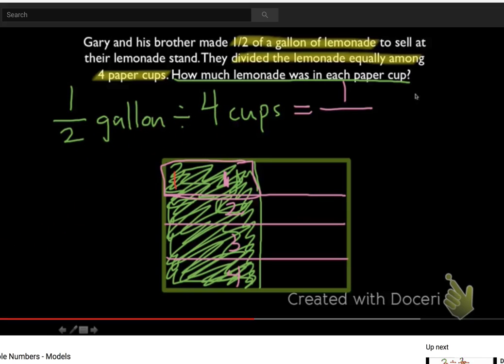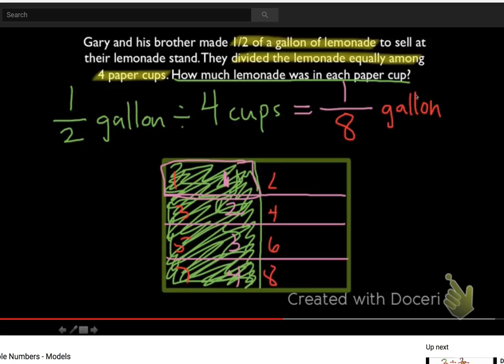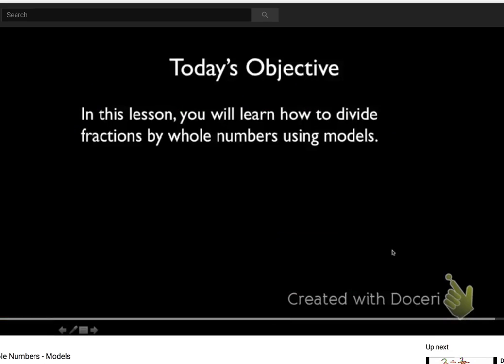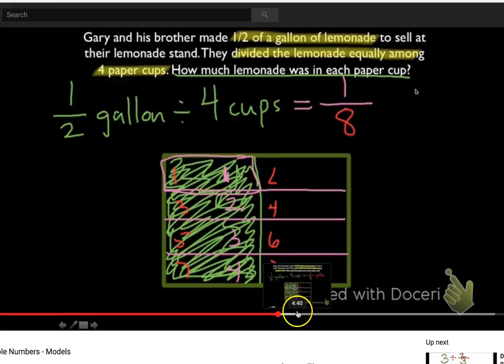Okay, so let's let him finish. We have 1, 2, 3, 4, 5, 6, 7, 8, we have 8. So now we see that if we have a half gallon, we divide it among 4 cups. Each cup is going to have just 1/8 of a gallon. In this lesson, you will learn how to divide. So 1/8 of a gallon, that's actually a lot of lemonade.